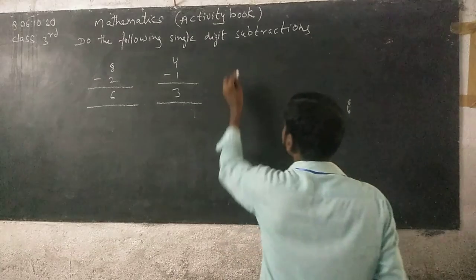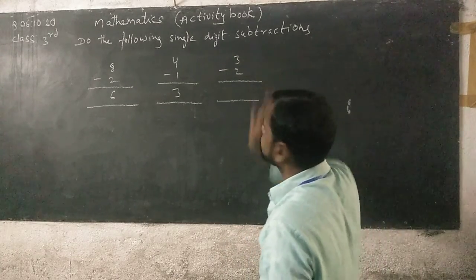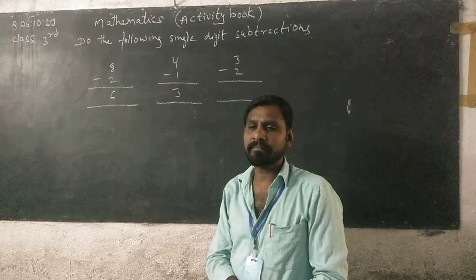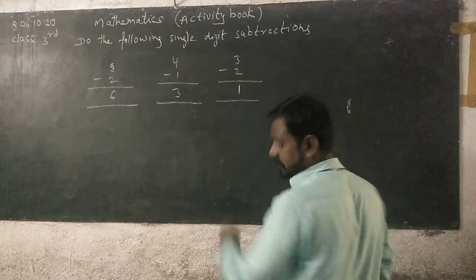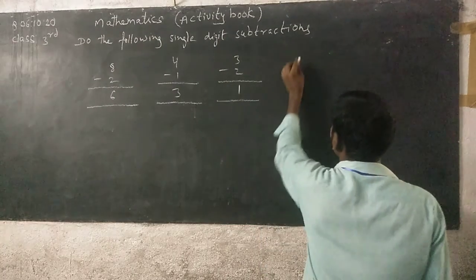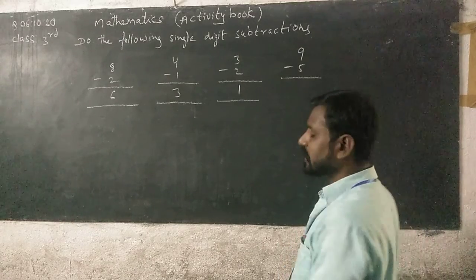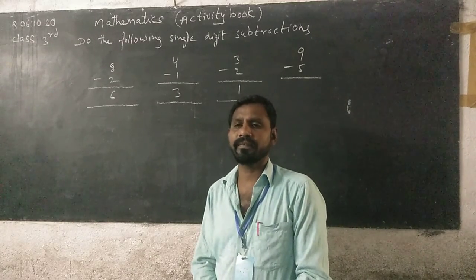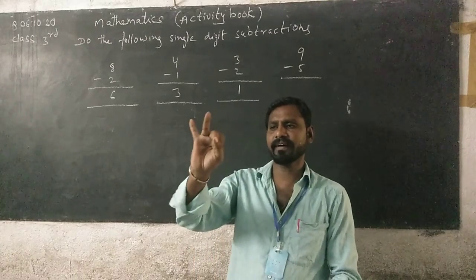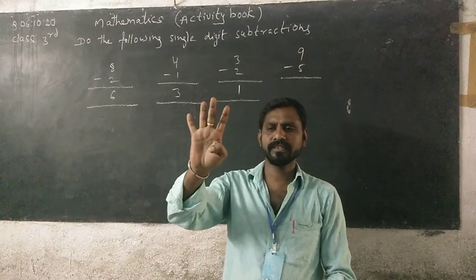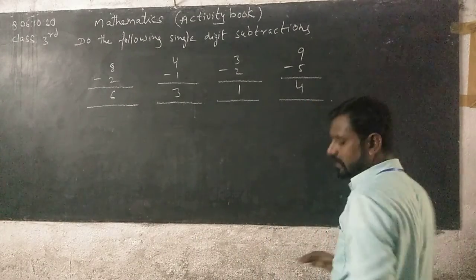Next, 3 minus 2. You can count after 2 up to 3. So here, after 2, 3. So you get 1. Next, 9 minus 5. 9 minus 5 means you count after 5 up to 9. After 5: 6, 7, 8, 9. So you get 4 fingers. So write down 4. That is the difference. So the remaining problems you can do.